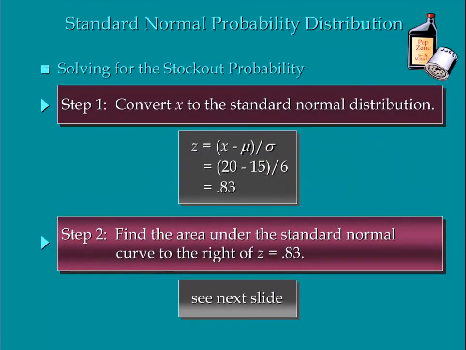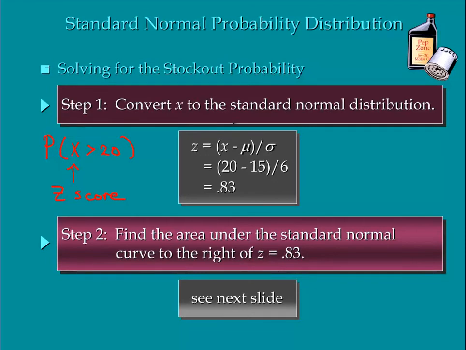Now, let's move on from this. So, solving for the stockout probability. First off, we're going to convert x, some value x, to the standard normal distribution. We're going to convert to the z-score. Now, in this case, we're asked for the probability of x greater than 20. So what we want is the z-score for x.